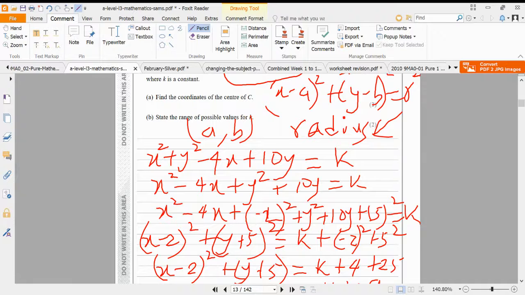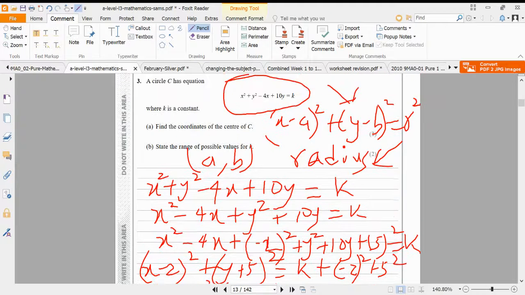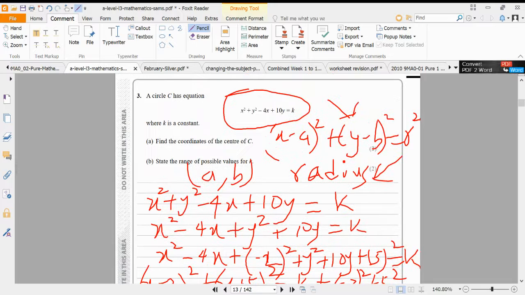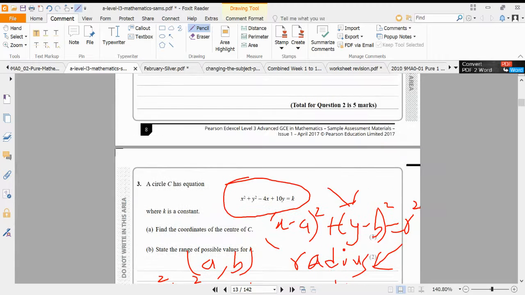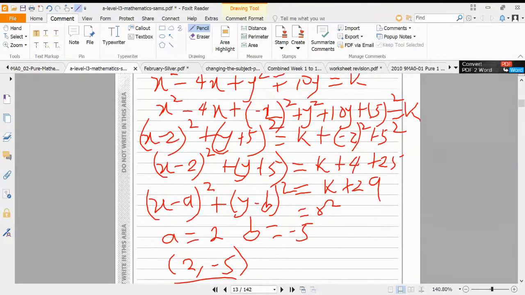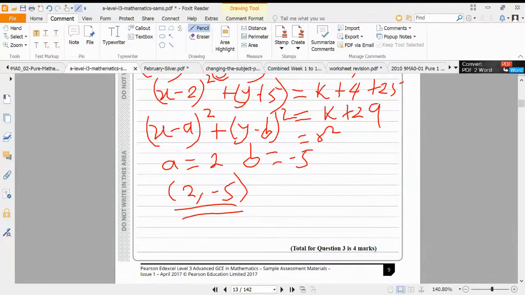Now, it says state the range of possible values for k. If you want to state the range for possible values of k, remember that we have k plus 29 here. Which means that k plus 29 must definitely be greater than 0. Therefore, k will be greater than minus 29. So the possible values will be from minus 28, and it goes on and on. It could be any number in that range.